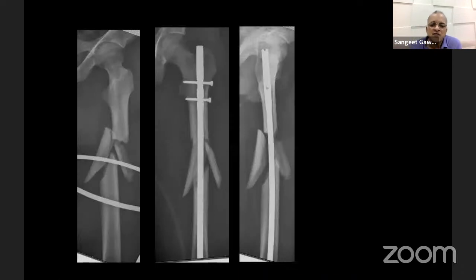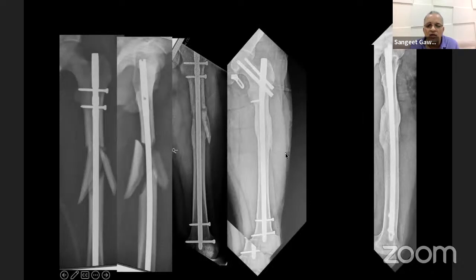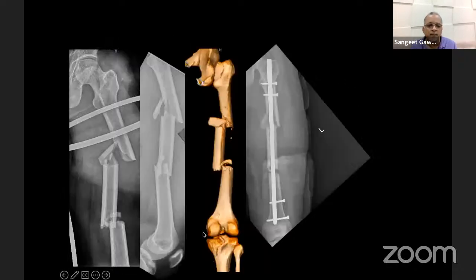When we have a situation where that fragment is split into two, usually one fragment tends to heal or take a longer time. Here, it took almost 2 years to heal, but before that, this had to be exchanged as that fragment was not contributing and there was a delayed response. Hence, a grafting and exchange nailing was done here. The construct was changed and that healed in an expected time.